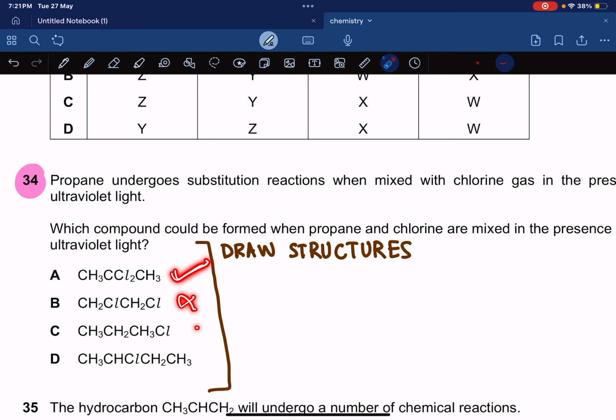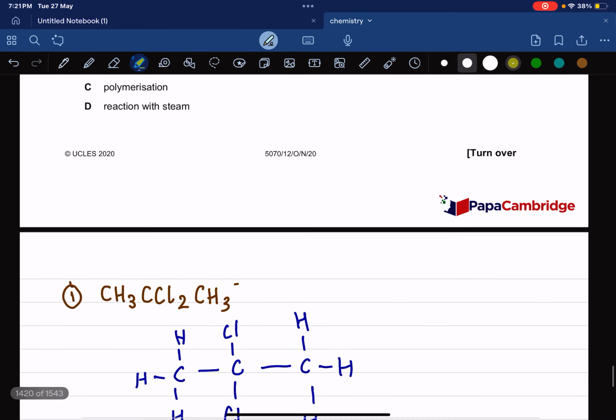This is not possible: 1, 2, 3 carbons, but the valency exceeded over here. And over here, all the way we have 4 carbons. I don't know how, we had propane. So the correct answer is going to be option A. Moving on to the next question.